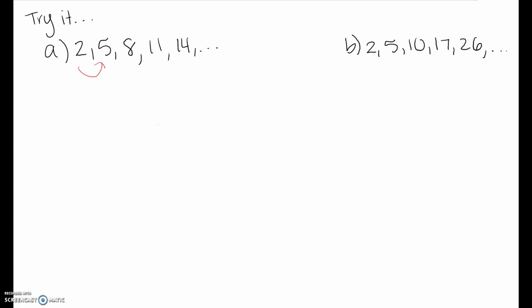Okay, so looking at this one here, we're going to look at what it is doing. Okay, so it's adding 3 each time. So we know that it's going to be somehow replaced in there. However, if I just write n plus 3, that would take this one and it would do 1 plus 3 because it's the first term. So that doesn't work.